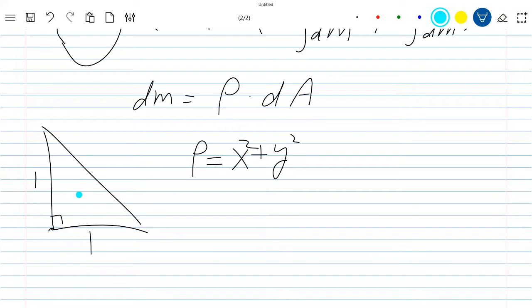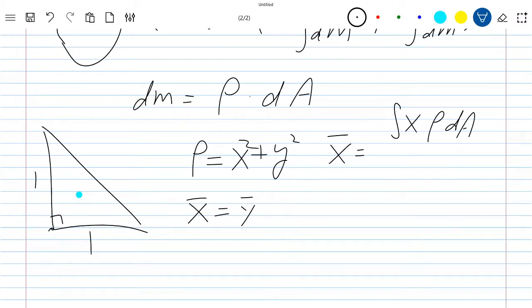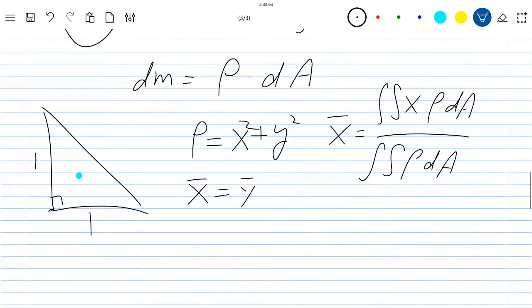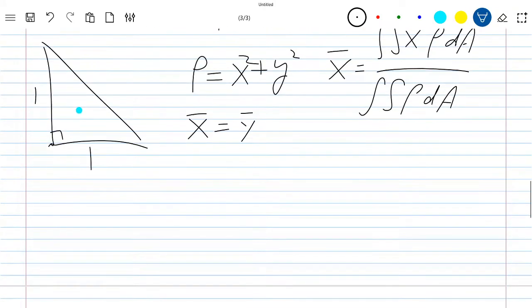So let's find the center of mass. And by symmetry, you can see y bar and x bar are the same. So let's just find one of them. Okay, so what is x bar? x bar equals the integral of x times dm, which is rho dA, over the integral of rho dA, and this is 2D, so it's a double integral. Okay. All right, let's find the density and mass first.